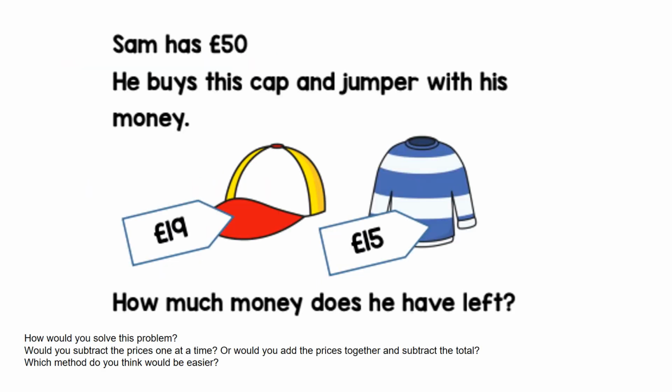All right, another one about money. So Sam has £50. He buys his cap and his jumper with his money. How much does he have left? So just like the last question, you can work out whether you're going to add them together and take them away from 50, or use the bar model, or do a number line, whichever you think would be the most efficient method.